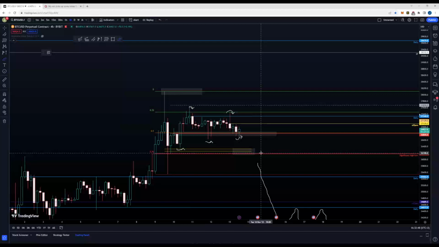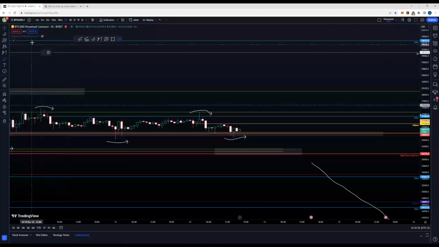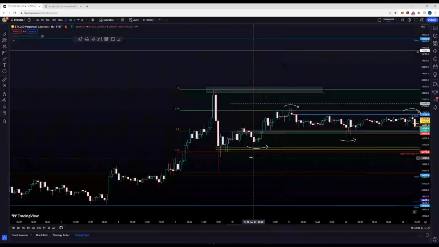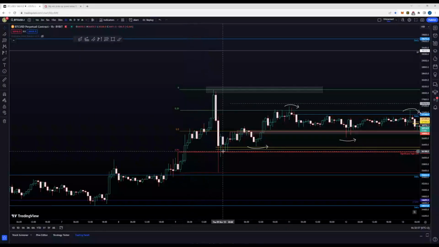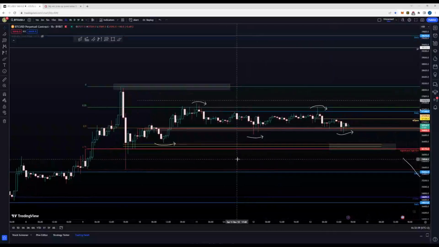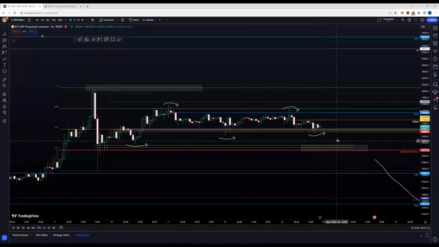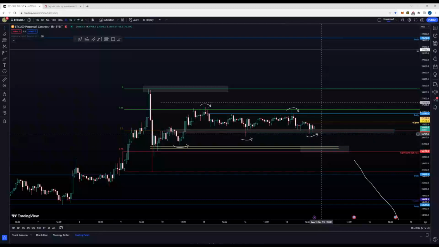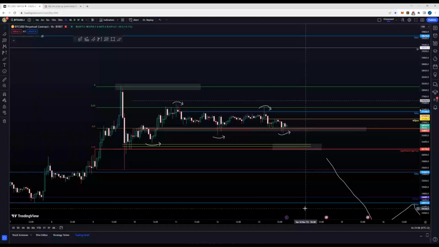I like this area because 36175. Look at lower time frames. Look how good this level holds here. Bounce, bounce. Basically, it's unexpected what's gonna happen once we lose 0.5. We can drop really hard.